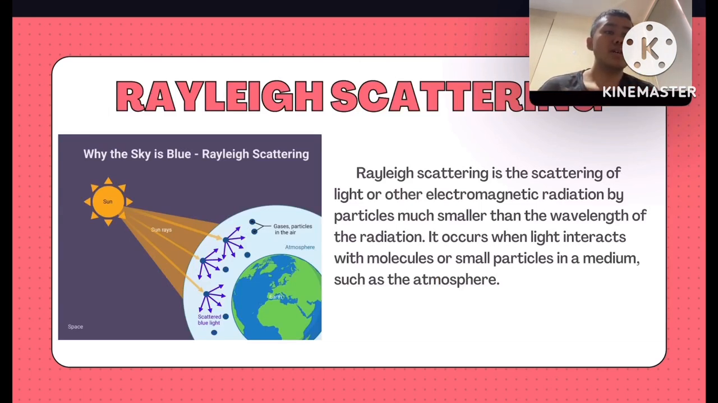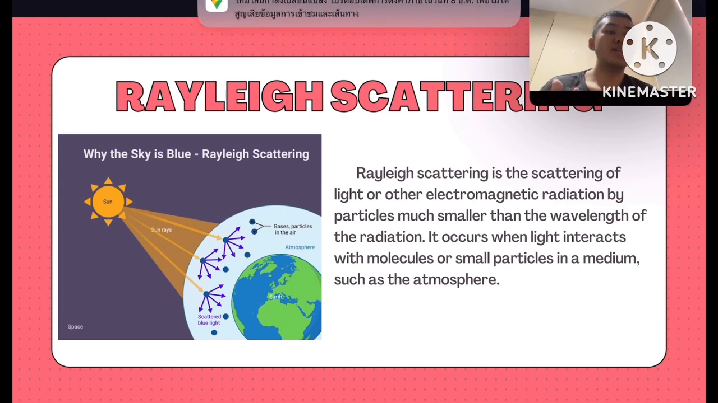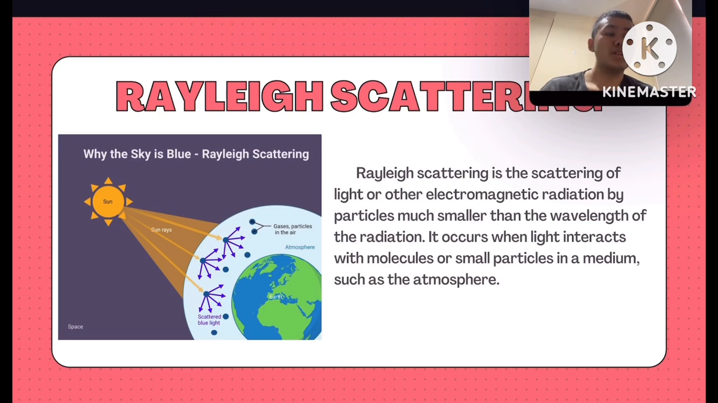Rayleigh scattering is the scattering of light or other electromagnetic radiation by particles much smaller than the wavelength of the radiation. It occurs when light interacts with molecules or small particles in a medium such as the atmosphere. For example, we can see the sky is blue. That is one example of Rayleigh scattering in our everyday life.